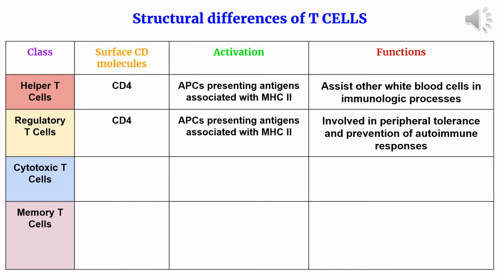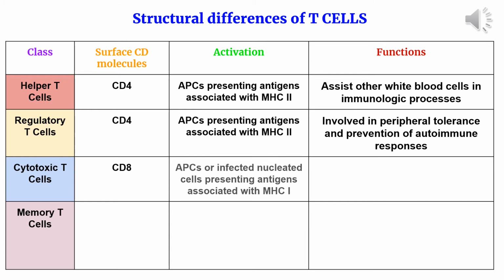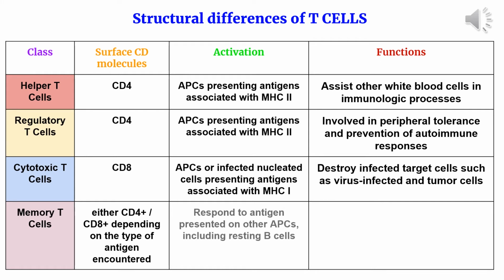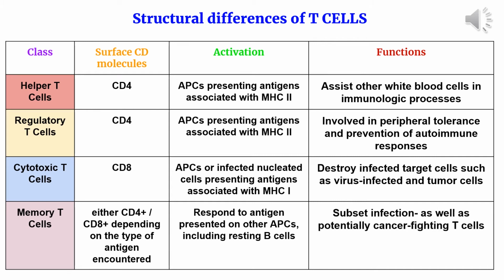The third one is the cytotoxic T cell. The surface CD molecule is CD8, and the activation is an antigen-presenting cell or infected nucleated cell presenting antigen associated with the MHC1 molecule. The function of the cytotoxic T cell is to destroy infected target cells such as virus-infected cells and tumor cells. The last T cell is the memory T cell. The surface CD molecule is either CD4 plus or CD8 plus, depending on the type of antigen encountered. The activation of the memory T cell is to respond to antigen presented on other antigen-presenting cells, including the resting B cell. And its function is to fight infection as well as potentially act as a cancer-fighting T cell.